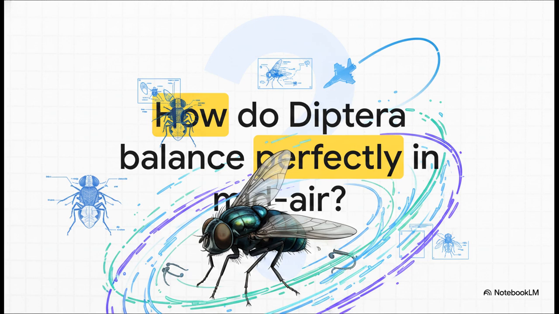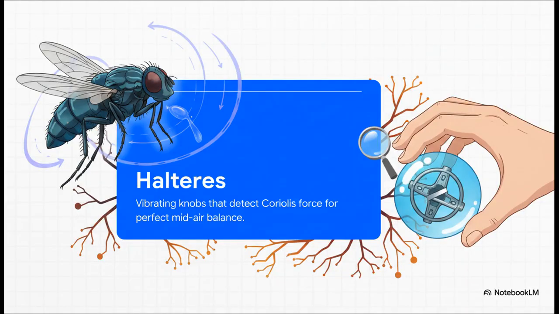Have you ever wondered how they manage to balance perfectly in midair? You see a housefly pulling off hovering maneuvers that would make a fighter pilot jealous. But the biomechanics required to achieve that kind of stability are insanely complex and rely on a really wild evolutionary modification. And the secret lies in the halteres. In Diptera, the hind wings didn't just disappear. They evolved into these tiny vibrating knobs.